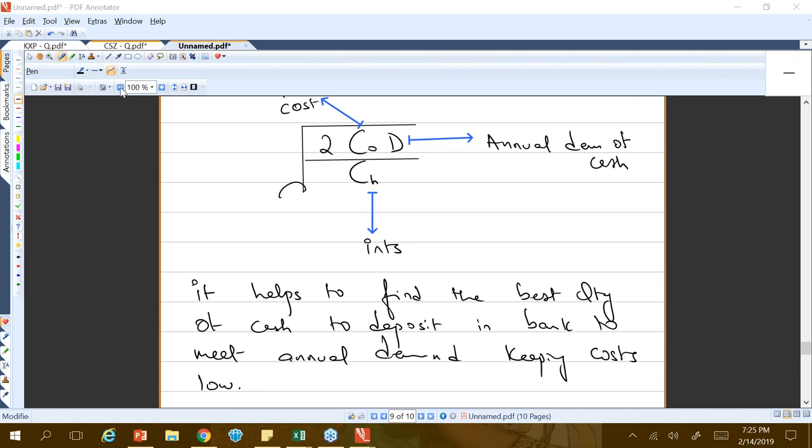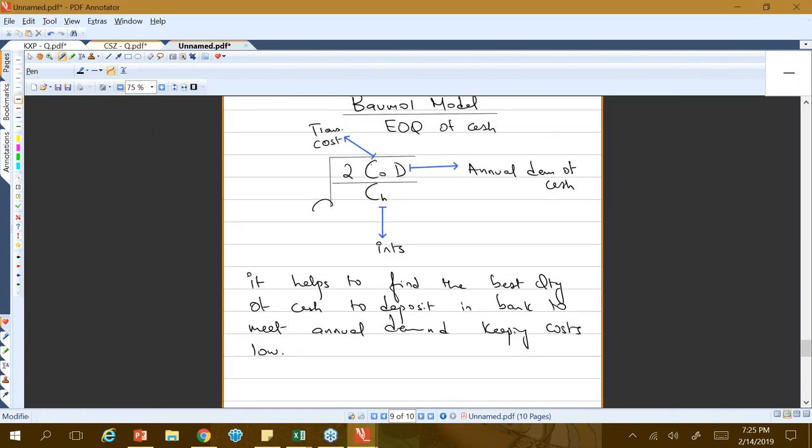And then again, the costs here are basically these: the CO, which is the transaction cost of depositing money in the bank or taking money out of the bank, and then the CH, which is the interest foregone. So again, in the scenarios, you would be given information about transaction costs. We can't find that; it has to be given. Interest foregone would be given as well. We can't find that, and then the D, annual demand of cash, and then we simply find out in dollar terms what is the EOQ of cash, what is the best amount of cash that you need to deposit.